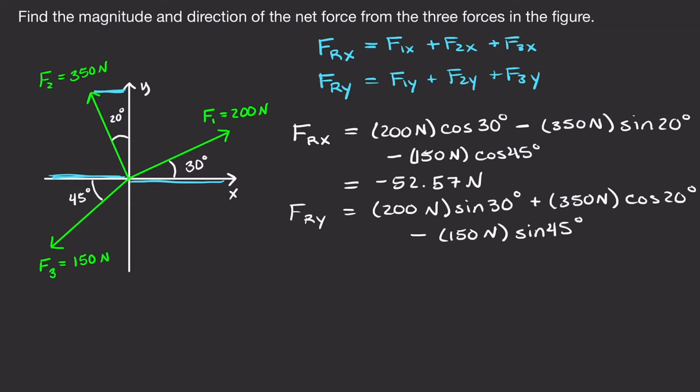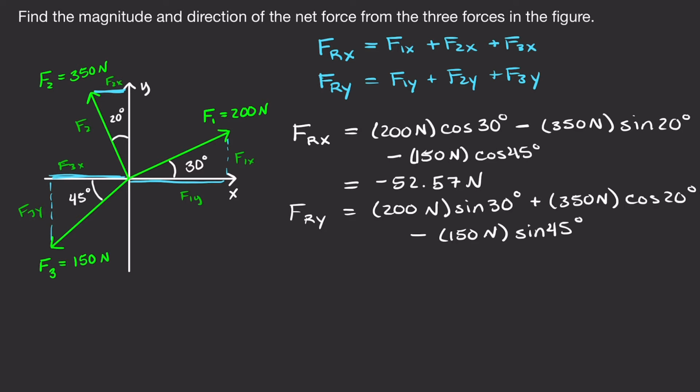And if you need to double check any of these, all you have to do is make your right triangles and label which components are adjacent and opposite. So this is F1x, this is F1y, this is F3x, F3y, and F2x, and F2y.